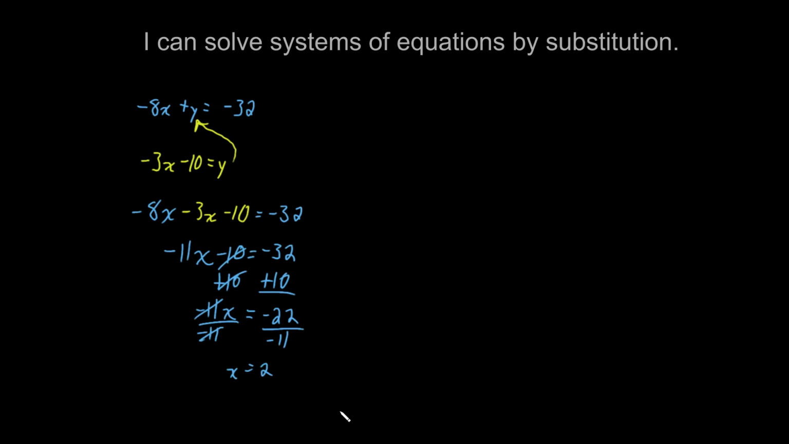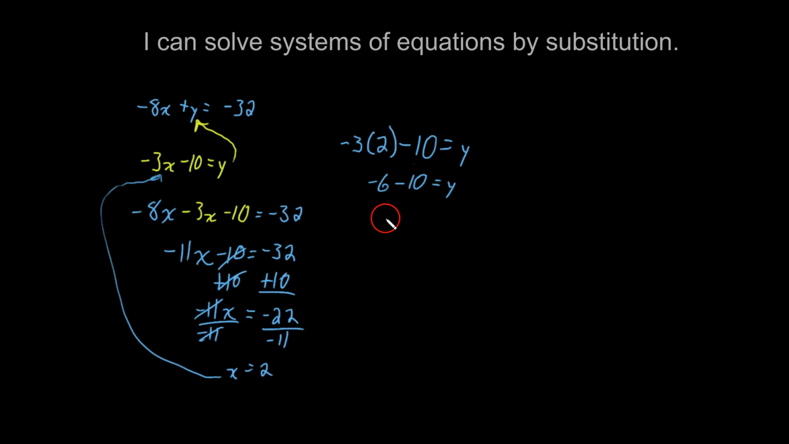And now with this we can take this value for x that we solved and we can substitute it back into either of these two equations. Let's just substitute it in to this equation right there. So we get negative 3 times 2 minus 10 equals y, and negative 3 times 2 is negative 6 minus 10 equals y, which is negative 16 equals y. So we get a solution to this system of equations that has an x value of 2 and a y value of negative 16. So 2, negative 16 is a solution to this system of equations.